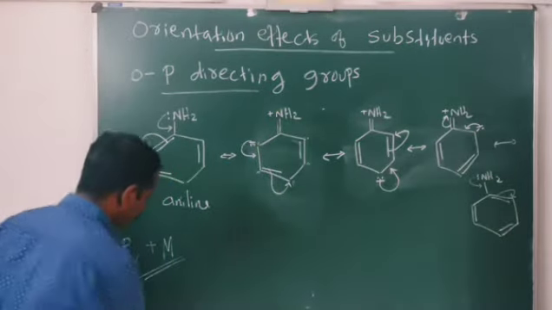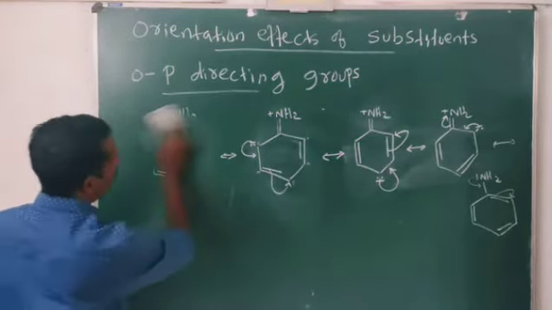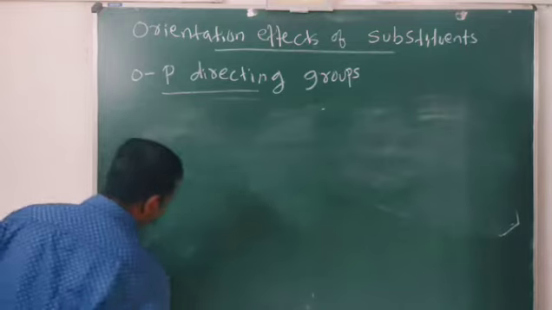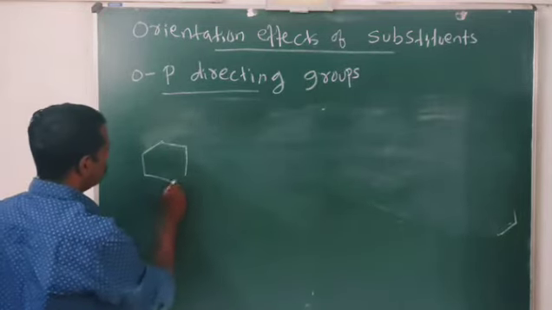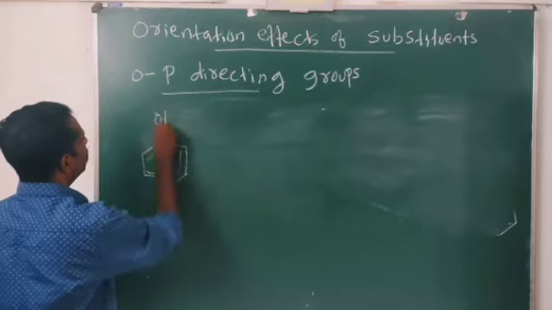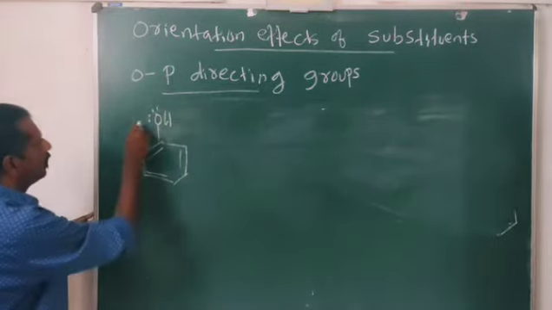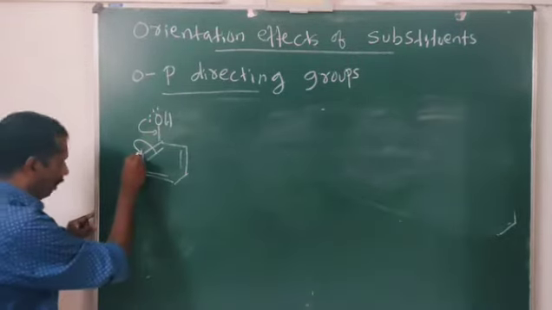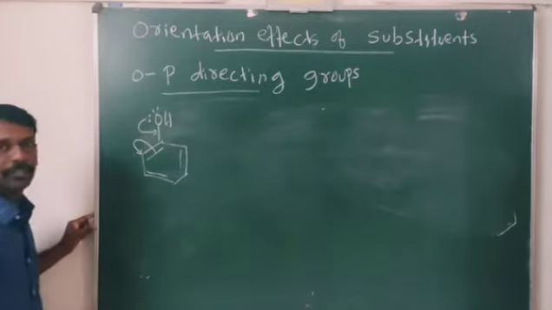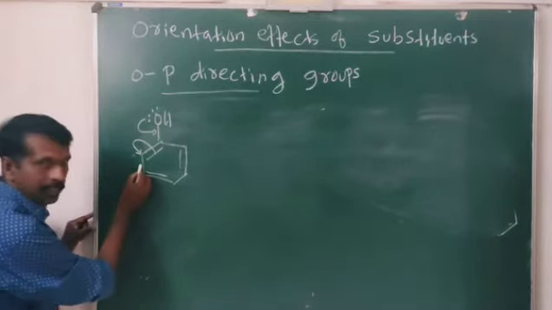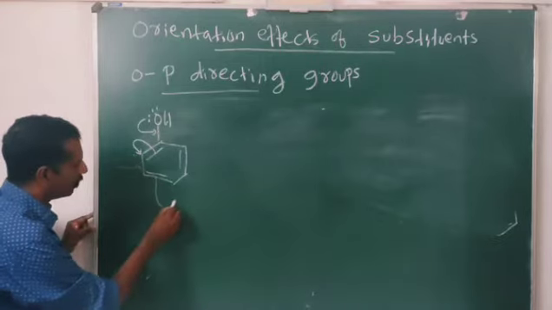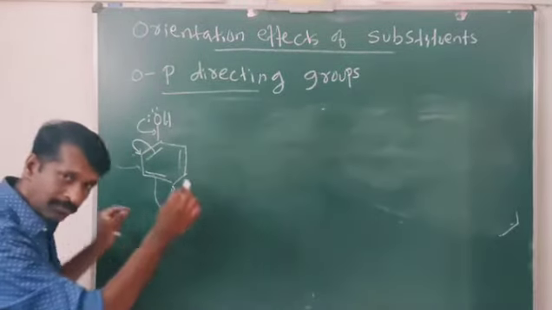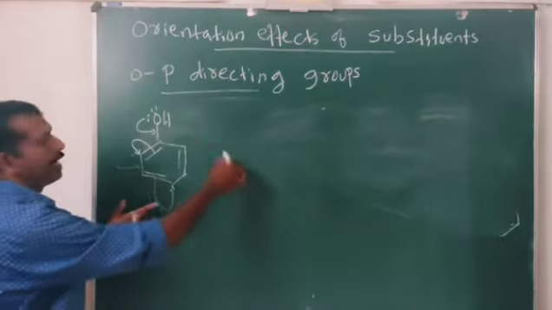Similarly, let us take another example, phenol. Which group is present on phenol? The OH group. Here again we have the same structure. Oxygen has an unshared pair of electrons. This pair of electrons will be moved to the ring, so the ortho position has a pair of electrons and a negative charge. The next moment this pair of electrons will be shifted again, and then the para position has a pair of electrons and a negative charge, and it goes like this.